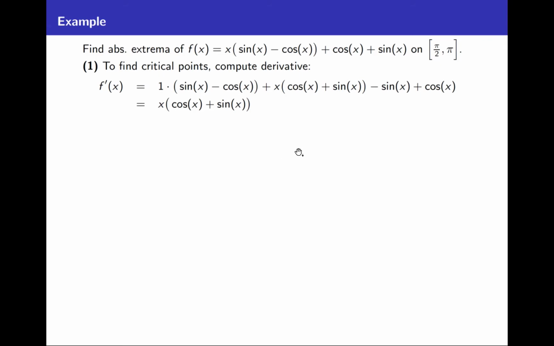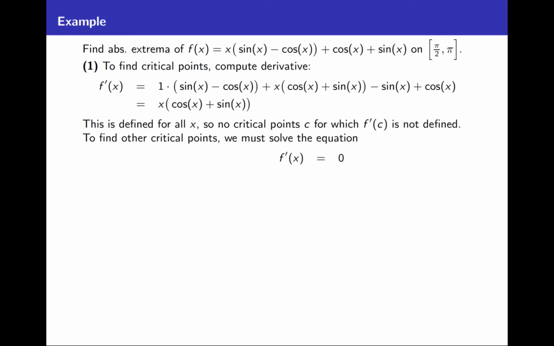Now, you'll notice that this is defined for all values of x. No matter what x is, you can plug it into the derivative and get a meaningful value here. There's no denominator that's going to turn into 0 or anything like that. So you're not going to get any critical point c for which f prime of c is not defined. There are just no such critical points. But you might get some critical points c where f prime of c is equal to 0. Let's see if we can find those.